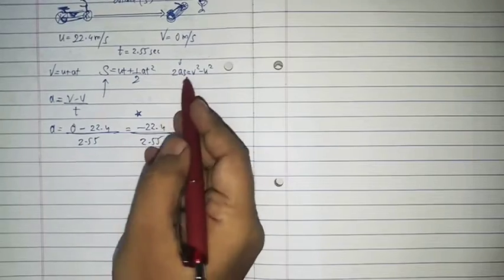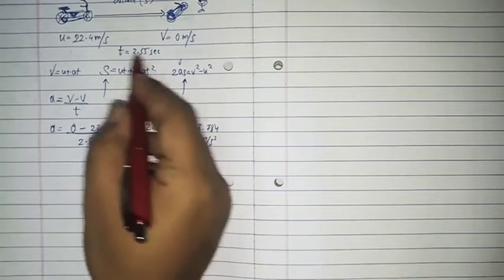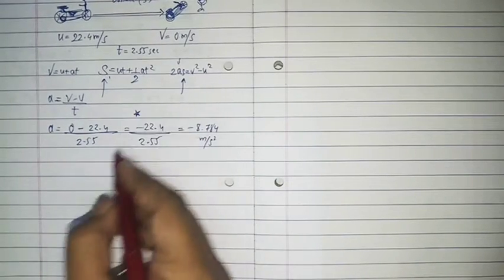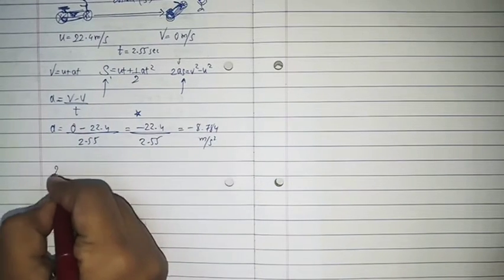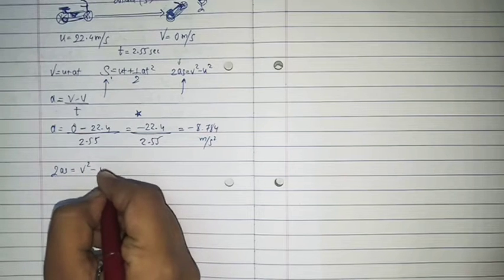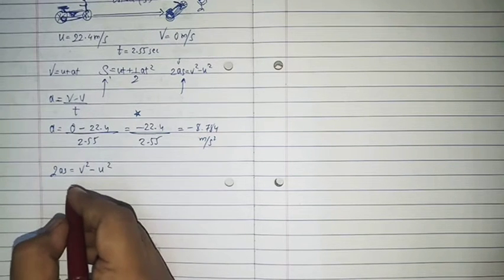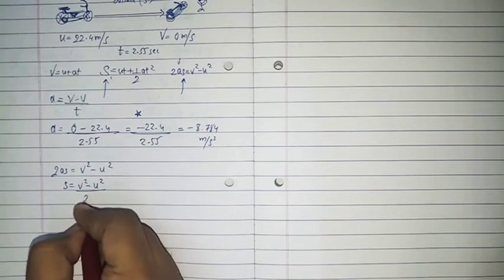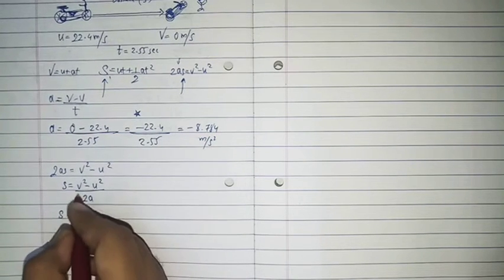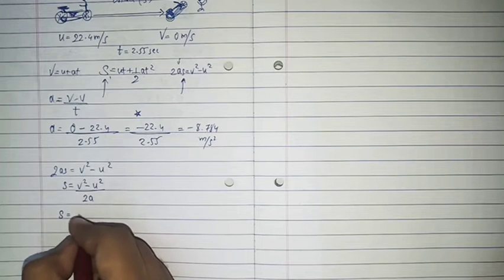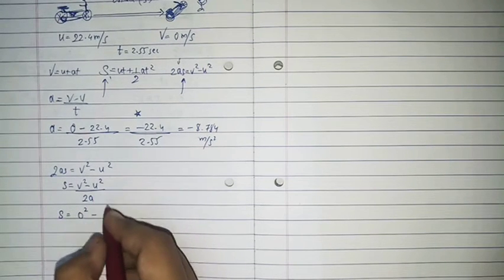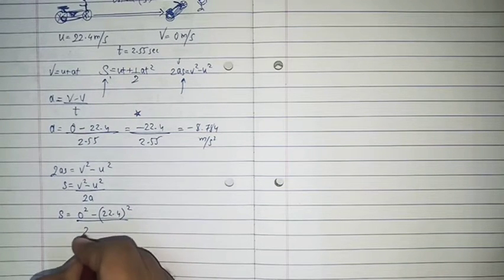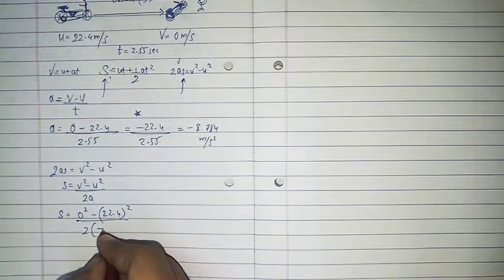This is the acceleration. Now you can use any one of these. Let's use 2as equals v square minus u square. So what is s? s equals v square minus u square upon 2a. Let's substitute. What was v? 0 square. What was u? 22.4 the whole square. 2 into what was a?